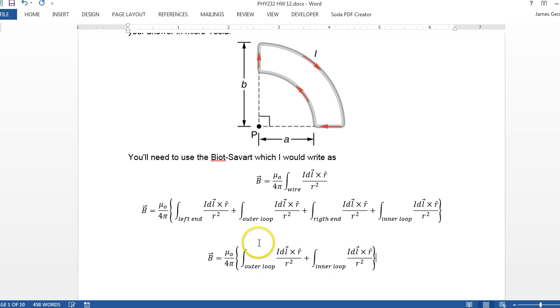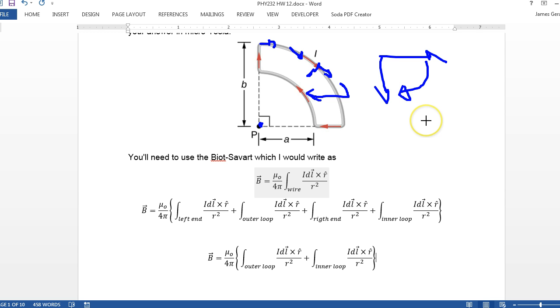Okay, so now we have our outer loop and our inner loop, and we have to figure out how to evaluate each of these pieces. Well, let's start with the outer loop. dl in the outer loop is in this direction, and it is always perpendicular to r hat, which points back towards the center of the arc that we're making there. So these are perpendicular, and the cross product goes from dl to r hat, in that direction.